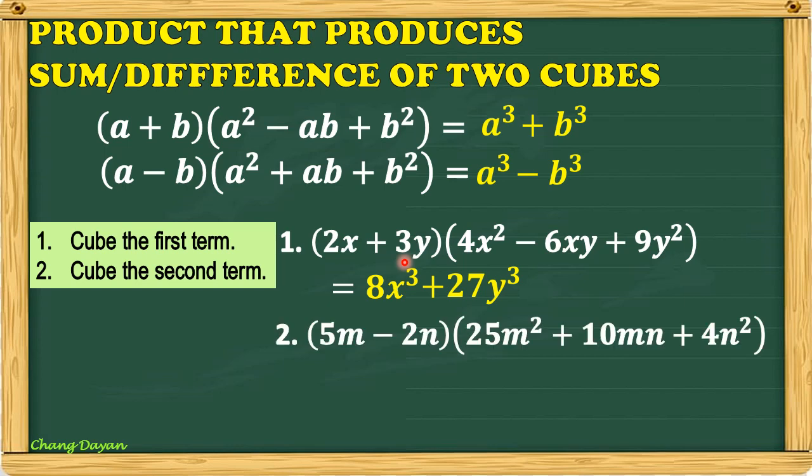Number 2, 5m minus 2n multiplied by 25m squared plus 10mn plus 4n squared. That is 125m cubed. 5m times 5m times 5m. And then cube the second term. Negative 2n times negative 2n times negative 2n. And we'll get negative 8n cubed.